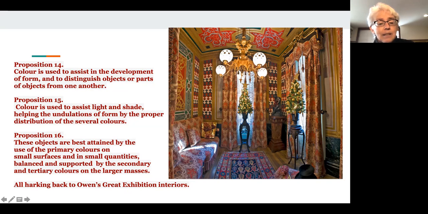Proposition 16, these objects are best attained by the use of primary colors on small surfaces and in small quantities, balanced and supported by the secondary and tertiary colors on larger masses. We see some element of that here, but it is this wonderful synthesis of images, of color and so on, that really harkens back to what he did in the Great Exhibition interiors.